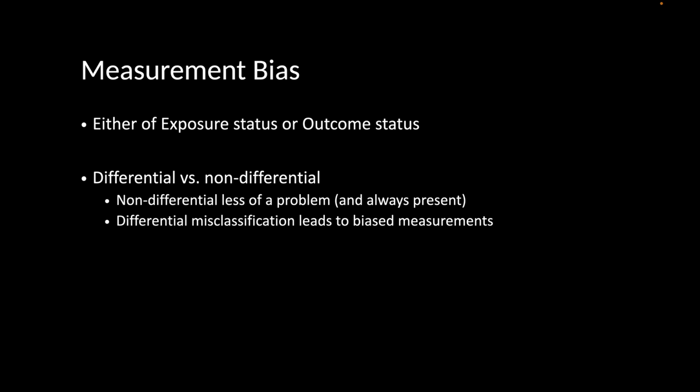But if it's non-differential, if it's happening at the same rate in both arms, that matters less. It's less of a concern in epidemiologic research. But when there's a differential misclassification, where it's different between the two arms, that leads to very biased measurements and wrong conclusions all the time. So let's give some examples.